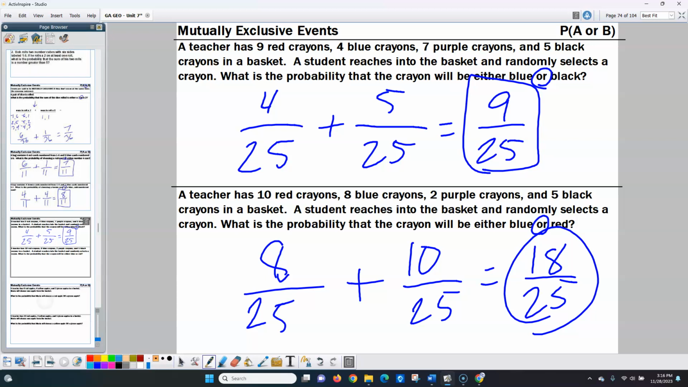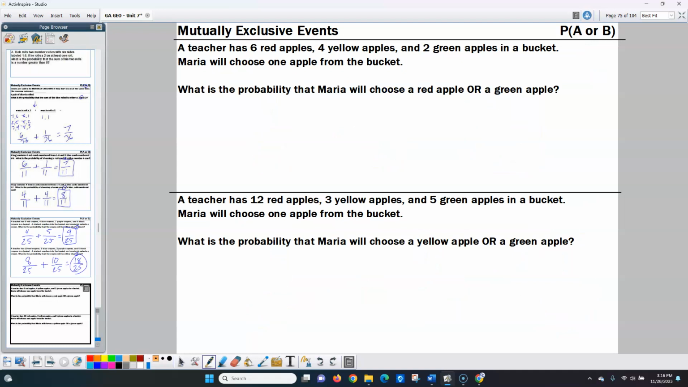Okay. What I want you to do, I want you to push pause. I want you to try these two and then come back here in just a second.